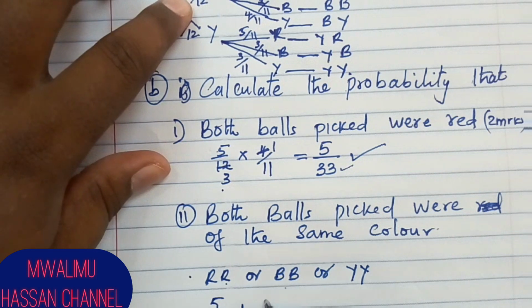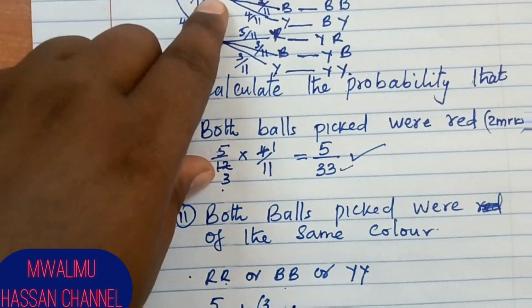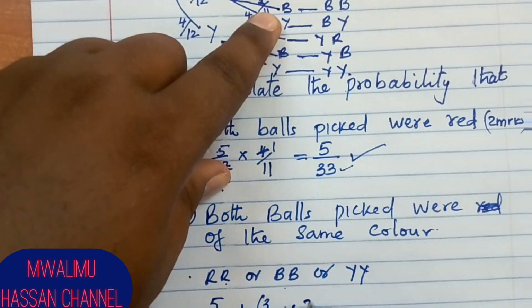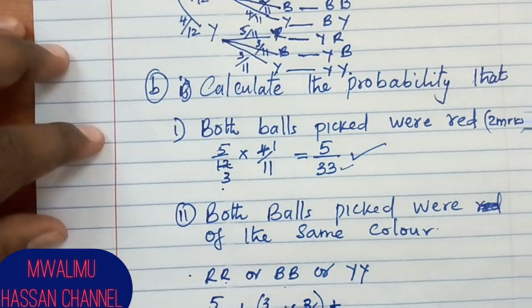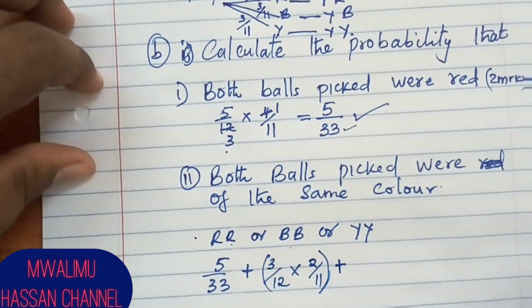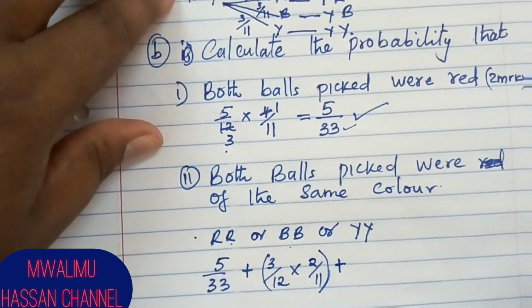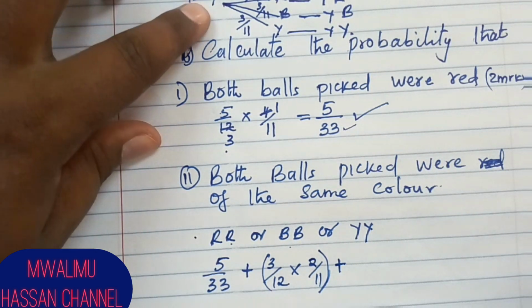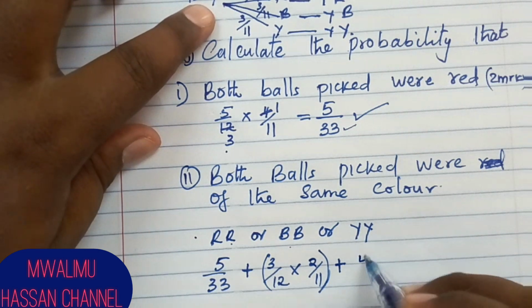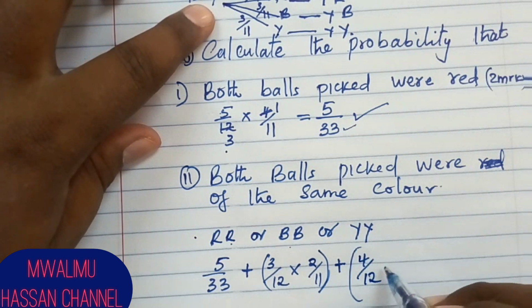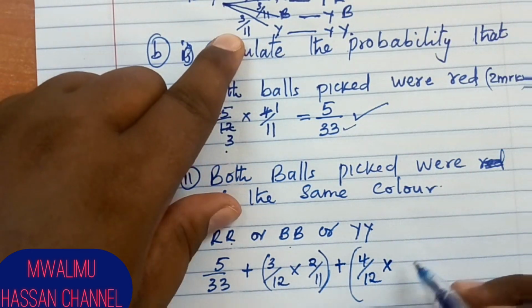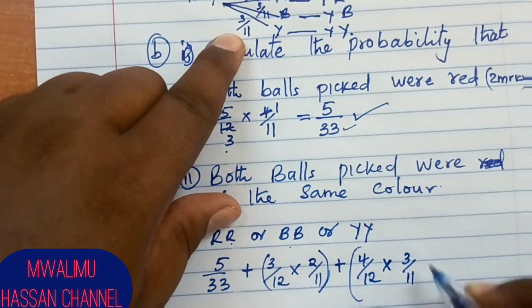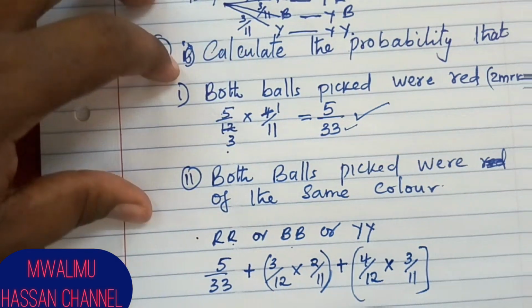As blue is 3 out of 12 times, the probability of picking the second blue ball is 2 out of 11. Or that means all the two balls being picked being yellow. So the probability of picking yellow is 4 out of 12, and the probability of picking yellow as the second ball is 3 out of 11. So we are going to solve this one.